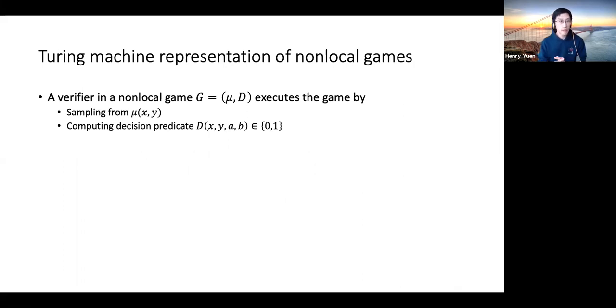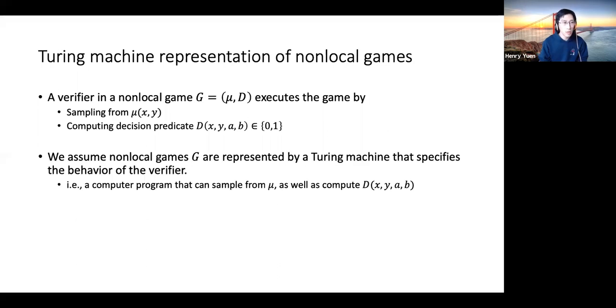So to describe this, I have to say a little more carefully how we actually represent non-local games. How do we have a description of them? It'll be useful to describe them in the language of Turing machines. Recall that a non-local game has two parts. The verifier will sample questions from some distribution, and it will compute some function D, this decision predicate. So we'll assume that a non-local game is represented by some Turing machine that specifies the behavior of this verifier.